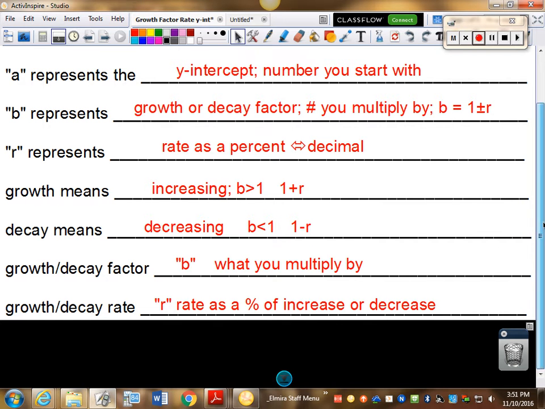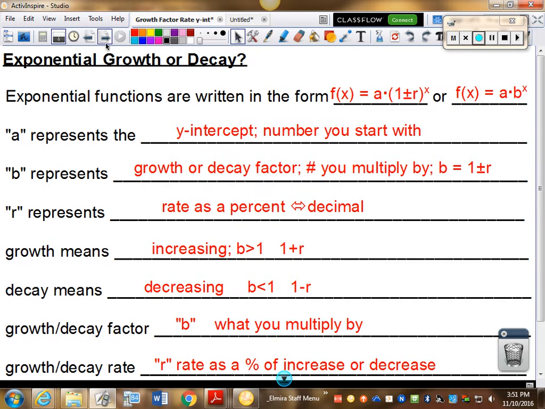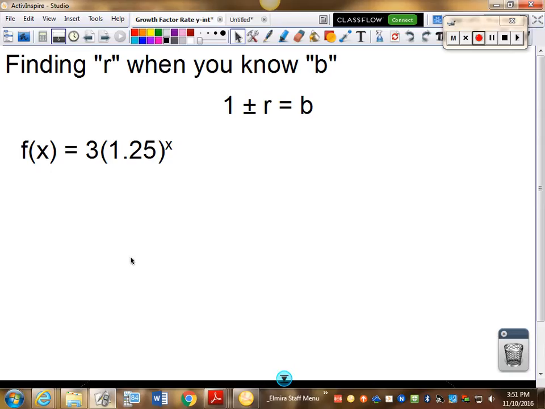Now I want to focus on the factor and the rate for a second. Let's say I have an equation of f of x equals 3 times 1.25 to the x power. The B is this number, 1.25. I can't see R exactly in the equation, but I know that it comes from 1 plus R. How do I know it's plus? Because this is a growth function.